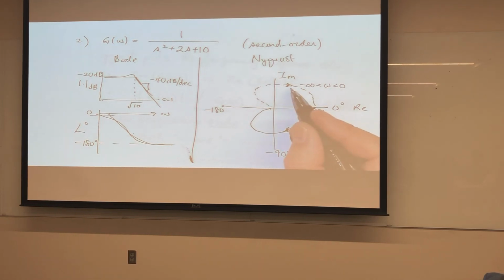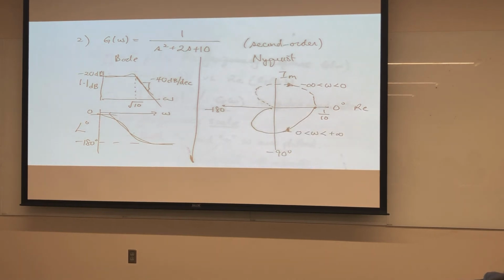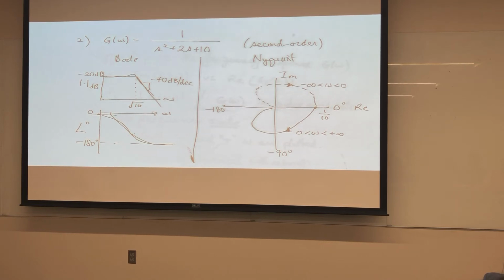Okay, as frequency increases, I got negative numbers, negative omegas. They're getting closer and closer to 0. Now omega is going to 0. Now I got positive omegas, and it goes around like this. So it goes something like that. Okay? Let's do another one.